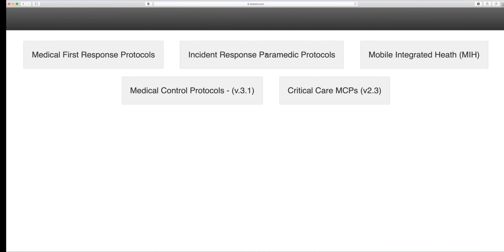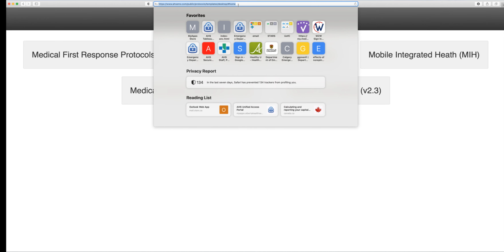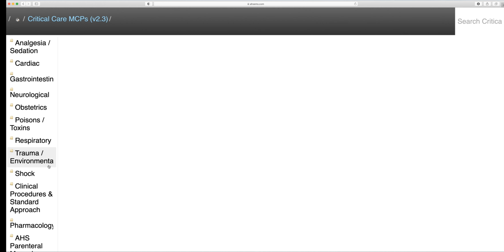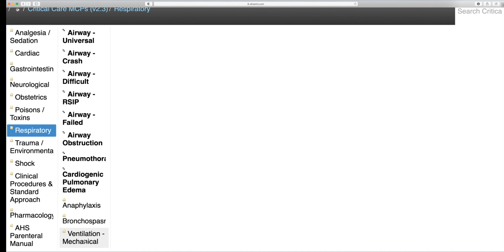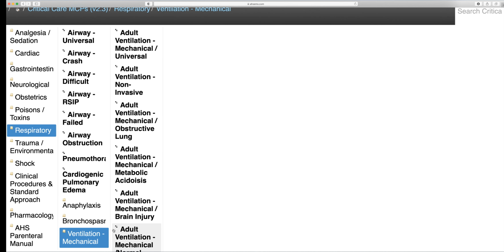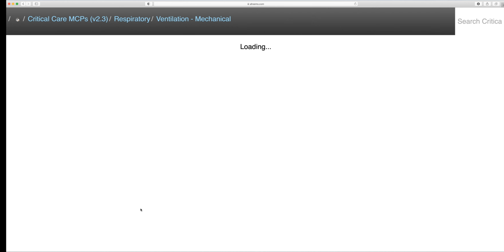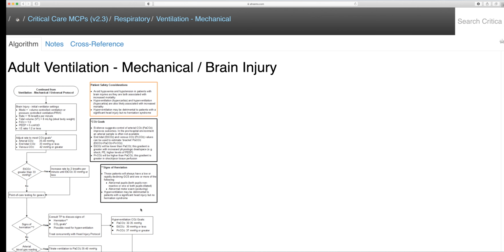So just as a reminder, here's the website, how to get to our AHS EMS protocols. And if we click on critical care MCPs and we go over here to respiratory, and then mechanical ventilation, and then we'll go to the brain injury, and it takes us to here. So, Shell, why don't you start us off with this box here?